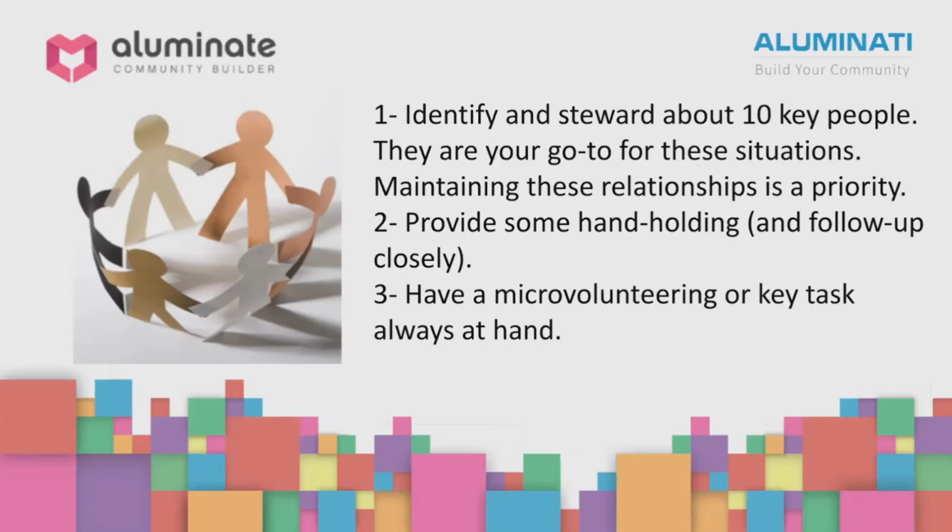Your 10 key people are more likely to respond, and they probably will give a really good experience to this person that is coming to you with their issue. So that is like top. So maintaining these relationships, as I mentioned before, is a priority. Now, the second is provide some hand holding. So for example, oh, you cannot find help. Let me search on the platform and see if I can find someone. Or let me schedule something for you.